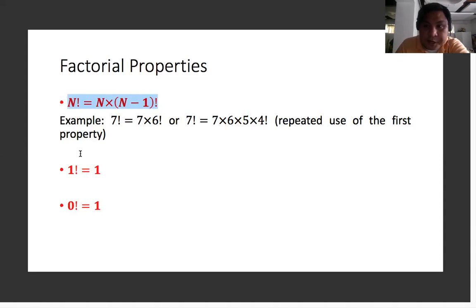So other properties, 1 factorial is equal to 1, which makes a lot of sense because there's only one number in this part wherein you have to multiply. So it's just 1. Okay. This one is the more intriguing part, 0 factorial. So 0 factorial is defined to be 1.